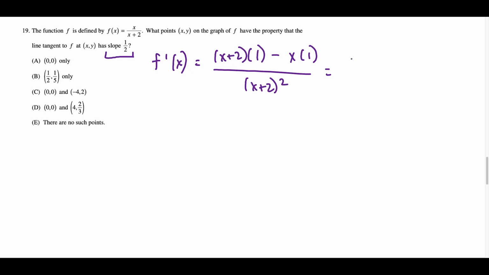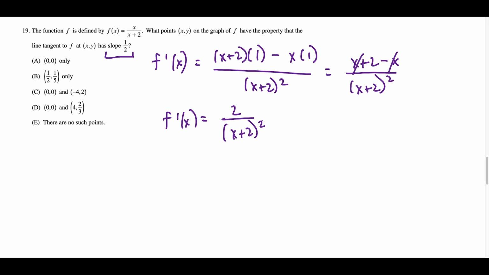So this is going to work out to x plus 2 minus x over x plus 2 squared, and the x minus x is going to cancel, giving you f prime of x is equal to 2 over x plus 2 squared. But now what we have here is we want to know when is this derivative, when is 2 over x plus 2 squared equal to 1/2. And the rest is just all algebra. We could cross multiply here, and we'll have x plus 2 squared times 1 is x plus 2 squared, and this is equal to 2 times 2, which is 4.